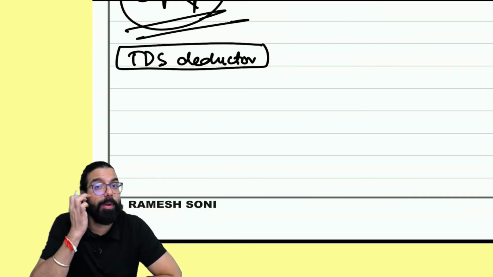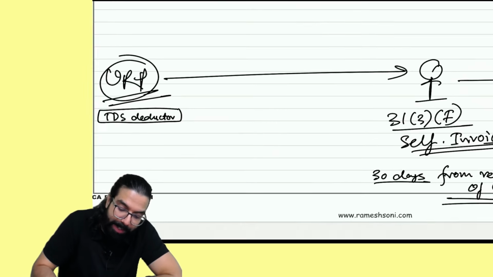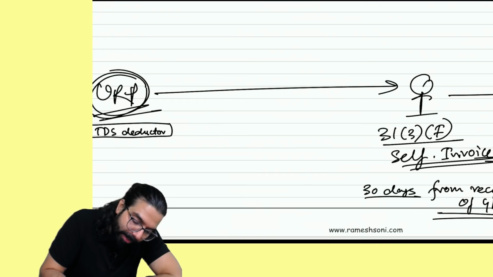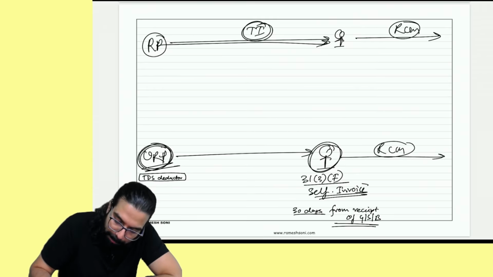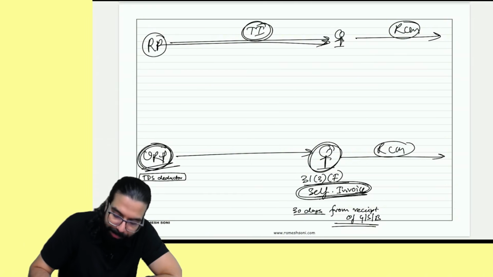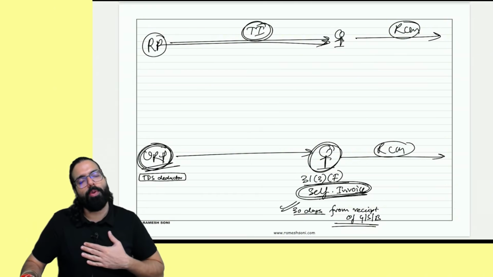Section number 51, TDS deductors. Yes, sir. So a TDS deductor will also be considered as an unregistered person only. And I, being the recipient, should make my own invoice, and it should be within 30 days from the date of receipt of goods, services or both.